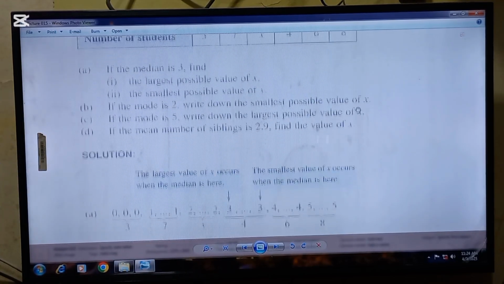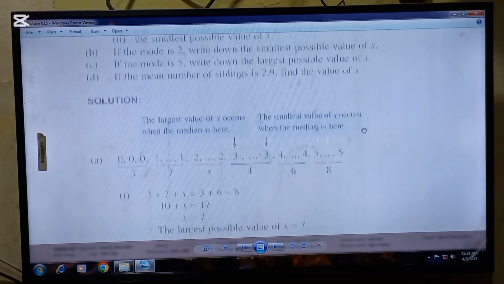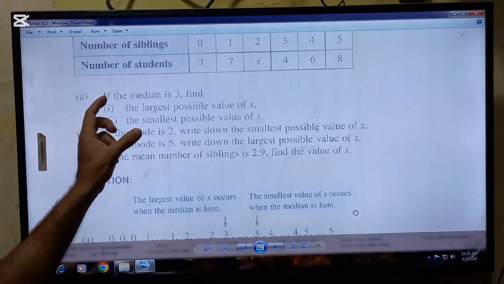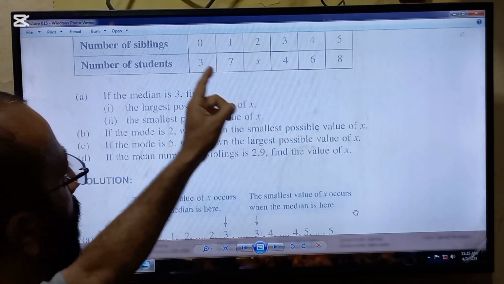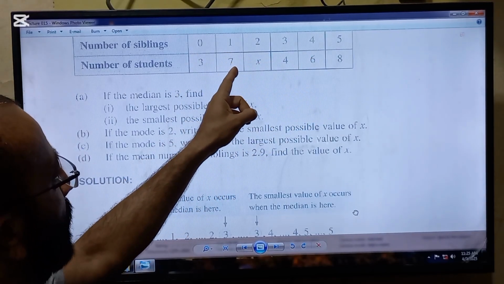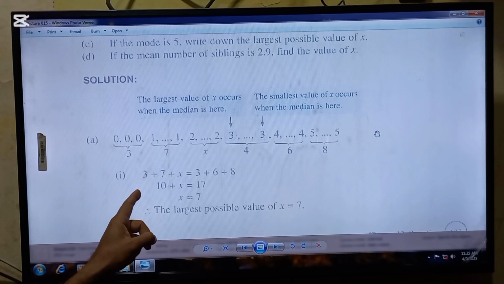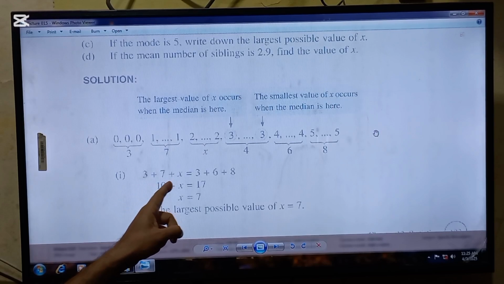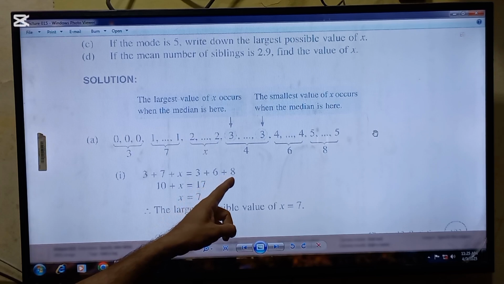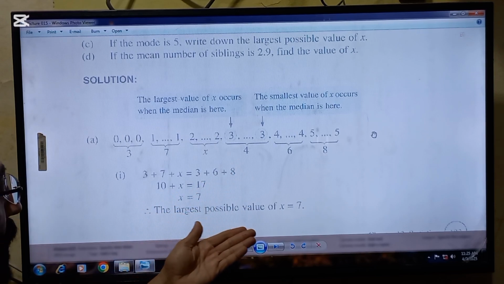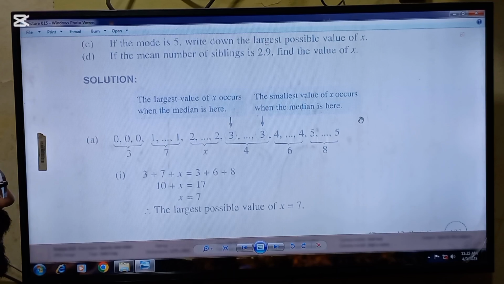So here is the method to find the largest possible value of x. We will arrange the data in ascending order first. So 0 is coming 3 times, 1 is coming 7 times, and so on. Like this, 3 plus x plus 3 plus 7 plus x should be equal to 3 plus 6 plus 8. From here you will find the largest possible value of x.